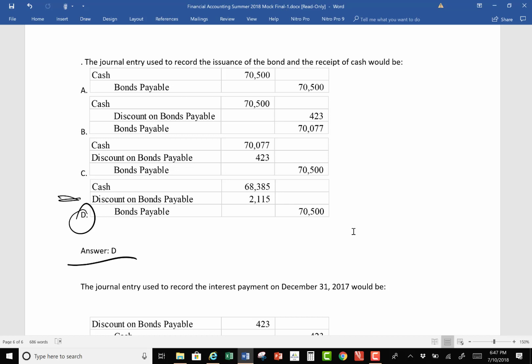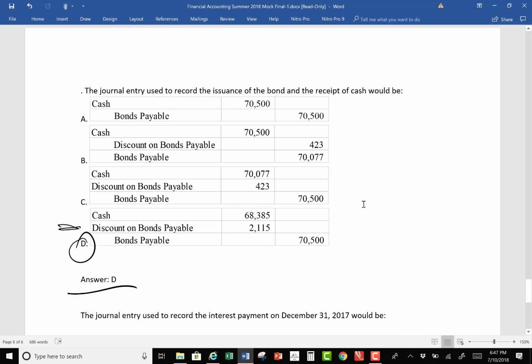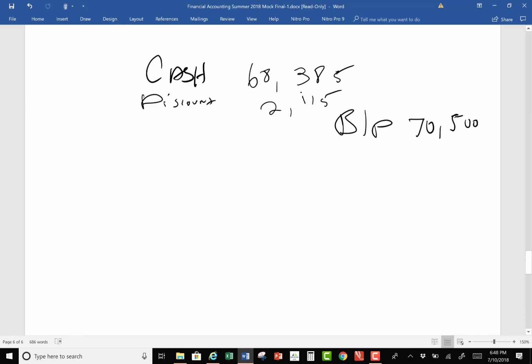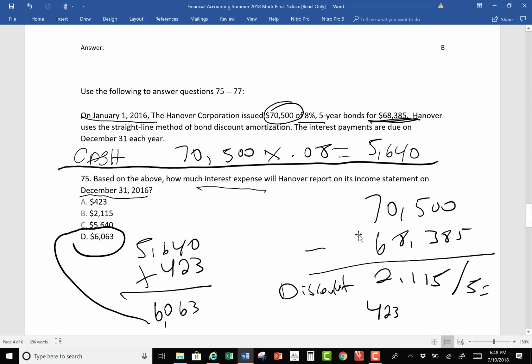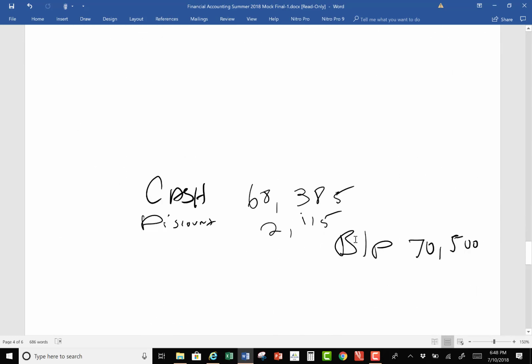Okay, good. How about the first interest payment? Journal entry. Are we going to pay cash? How much cash are we going to pay? Good. The cash is 5,640, right? That's like the 50,000 in the questions that we went through. Your best friend will never change. So we credit cash 5,640.